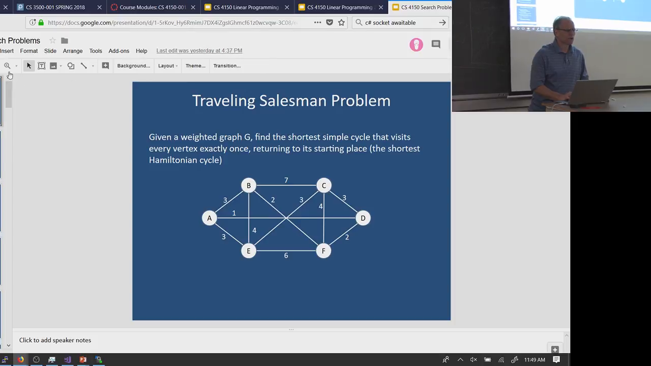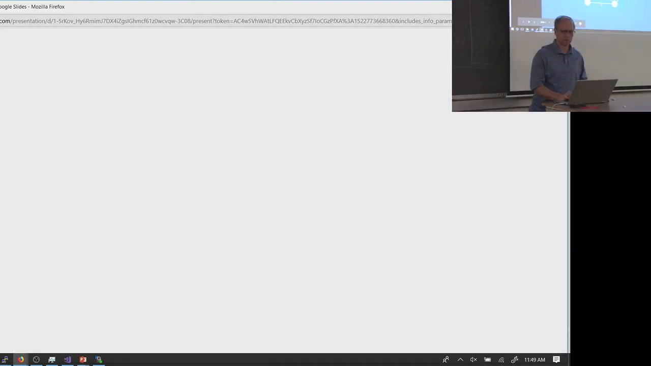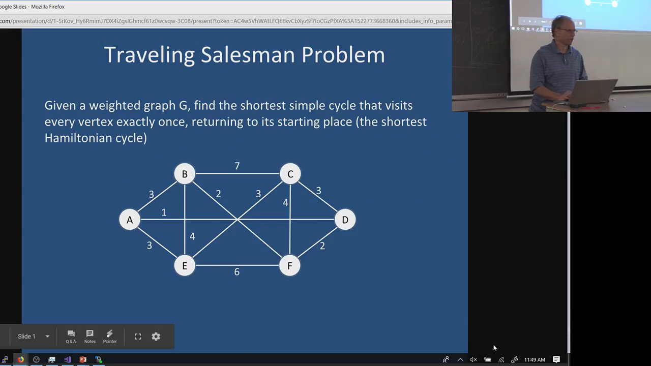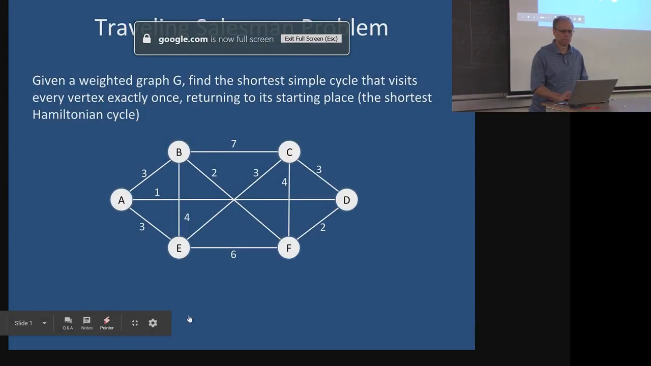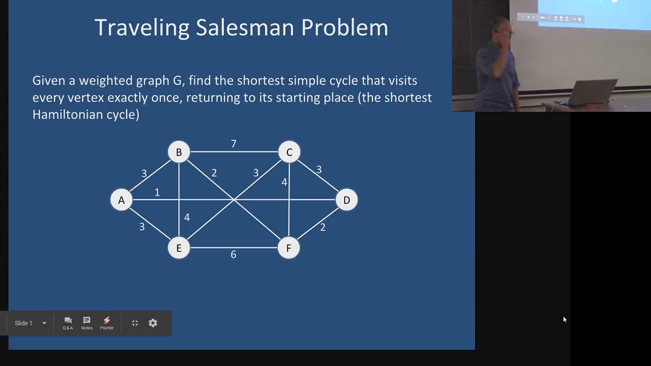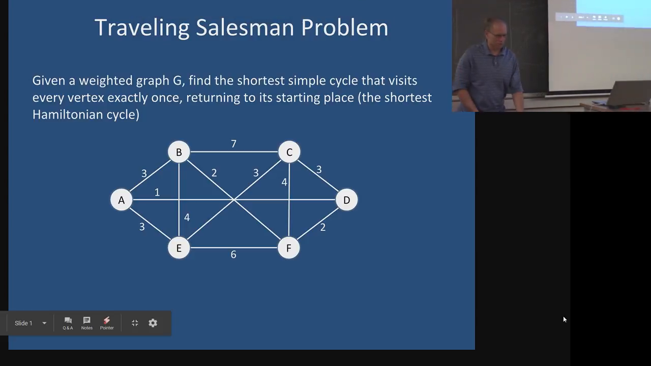All right, that brings us to our last major topic of the semester, in which we have only 3 weeks. And the last major topic is not the traveling salesman problem. It's just the first example we'll look at.